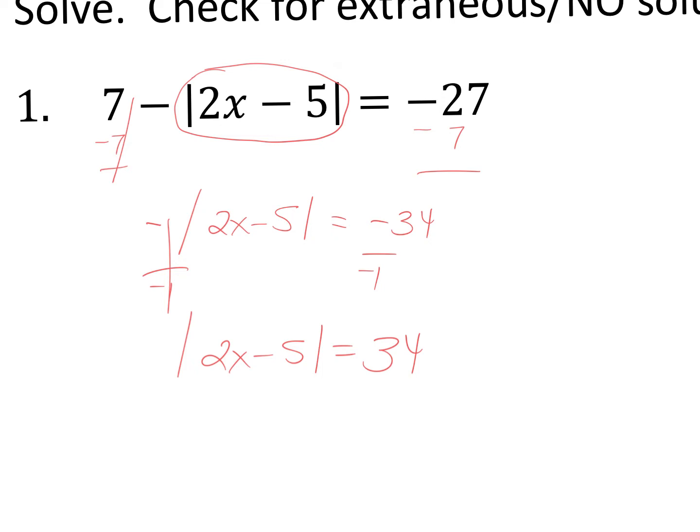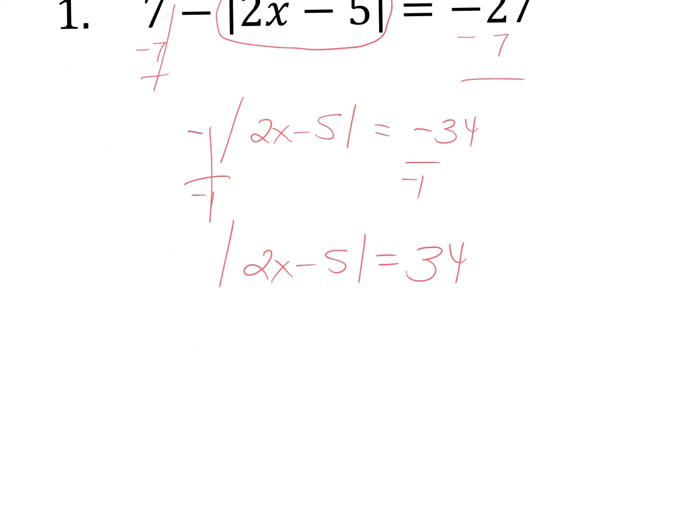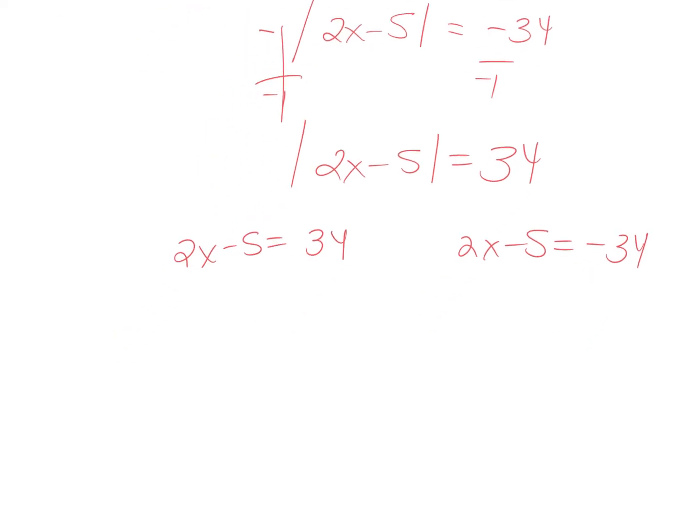Once you get the absolute value by itself, that is when you now can split it up into 2 and solve. So you have 2x minus 5 equals 34, and you have 2x minus 5 equals negative 34. With absolute value equations, all you do is just change the sign. And in inequalities, you change the sign of the answer and flip the inequality sign.